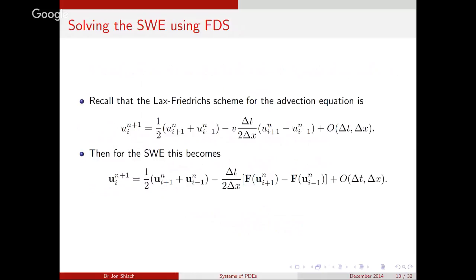So here you can see our next solution of our vector u is equal to the average of the left and right u vectors plus dt over 2 dx, and then this is involving the flux. Okay, so this value depends upon the u values and also the f values.